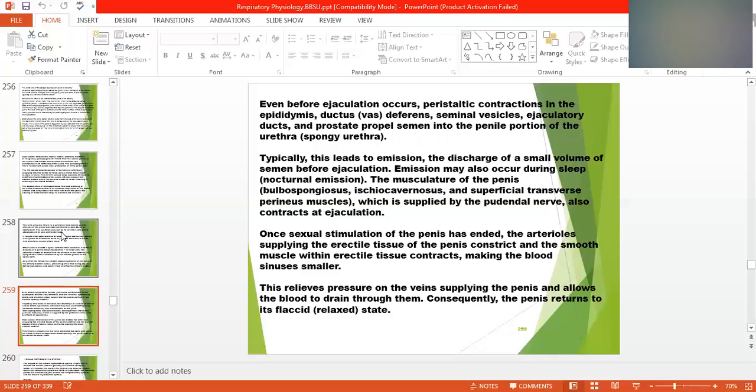Once sexual stimulation of the penis has ended, the arterial supply to the erectile tissue of the penis contracts and the muscles within the erectile tissues contract, making the blood sinuses smaller. This relieves pressure on the veins supplying the penis and allows the blood to drain from them. Consequently, the penis returns to its flaccid, relaxed state. So now the erection will reduce with the contraction.